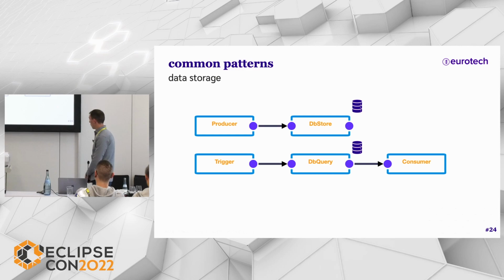You might want to store data on a database, and we have components to do this. The DB store is able to store the wire envelopes on a local database instance. In Kura, currently, we support the H2 database. And you have another component that is able to retrieve the data from it and make it available back on the wires.